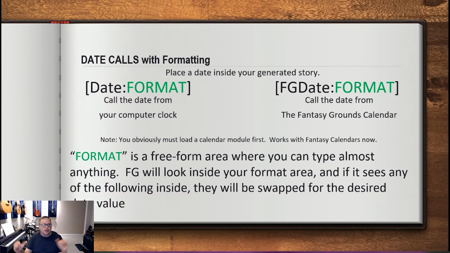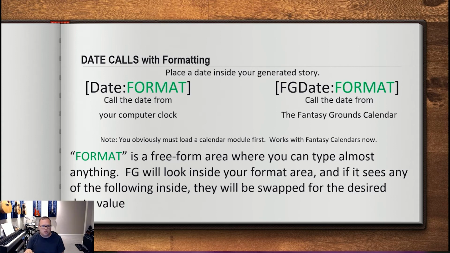So inside our brackets, we have date, then our colon, and then a space for your format. Date is going to call from your computer system clock. FG date is going to call from the Fantasy Grounds calendar. Big update, you can now use fantasy calendars. As long as you have a calendar mod loaded in Fantasy Grounds, you can use a fantasy calendar with FG date.